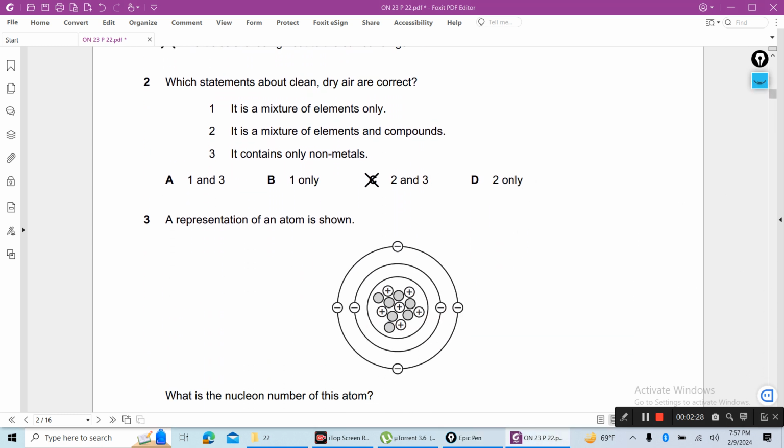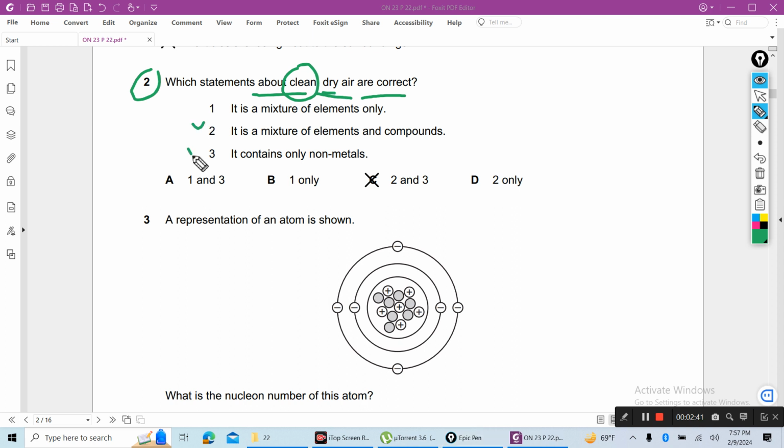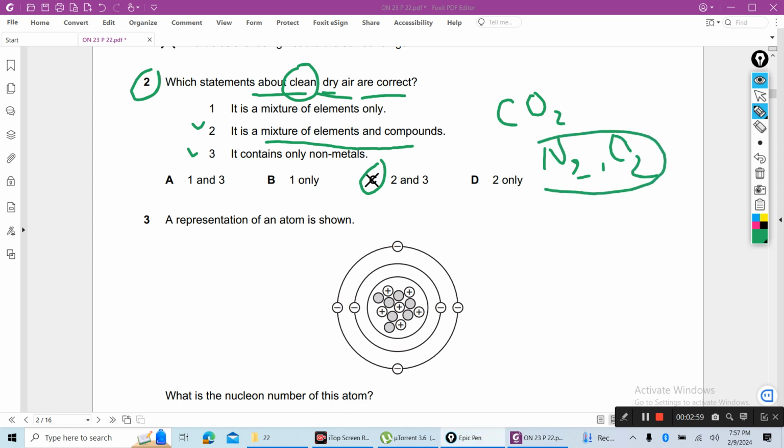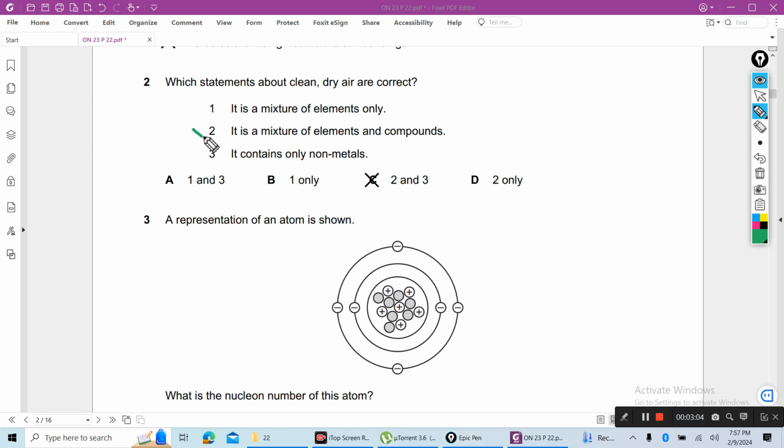Number 2. Which statement about clean dry air is correct? Statements 2 and 3, so C is the correct answer. It is a mixture of elements and compounds, because dry air contains carbon dioxide, nitrogen, oxygen. Nitrogen and oxygen are elements and carbon dioxide is a compound. So statement 2 is correct.